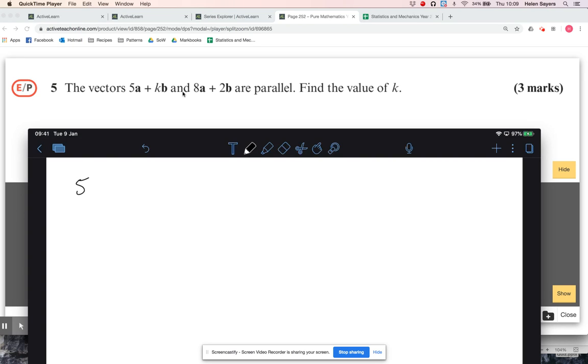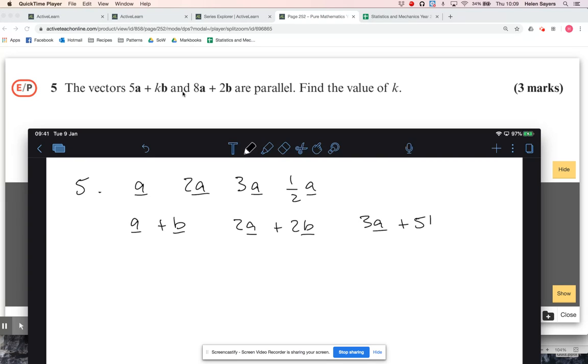So if they are parallel, then they are multiples of each other. So for example, a and 2a and 3a and a half a are all parallel. a plus b would be parallel to 2a plus 2b, but would not be parallel to 3a plus 5b, for example, because obviously this is not a multiple of this. The a has been multiplied by 3 and the b has been multiplied by 5.